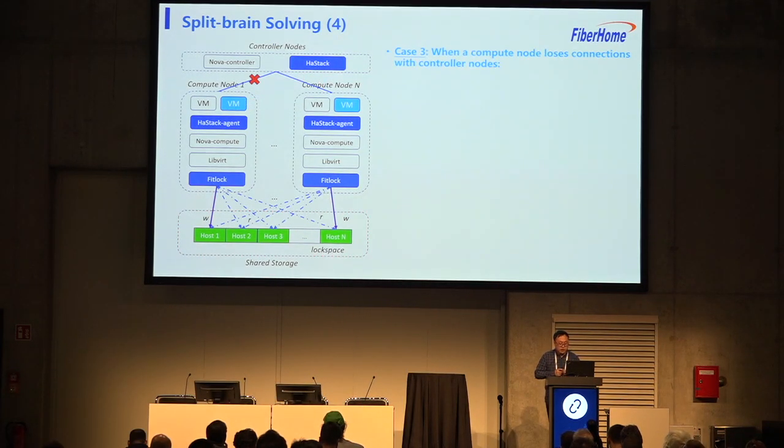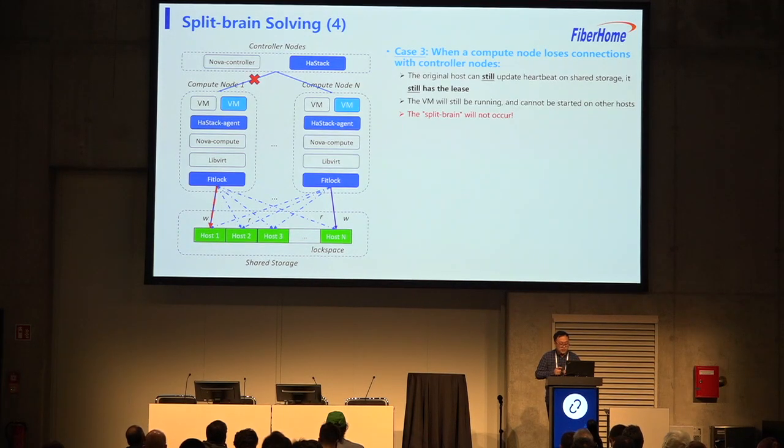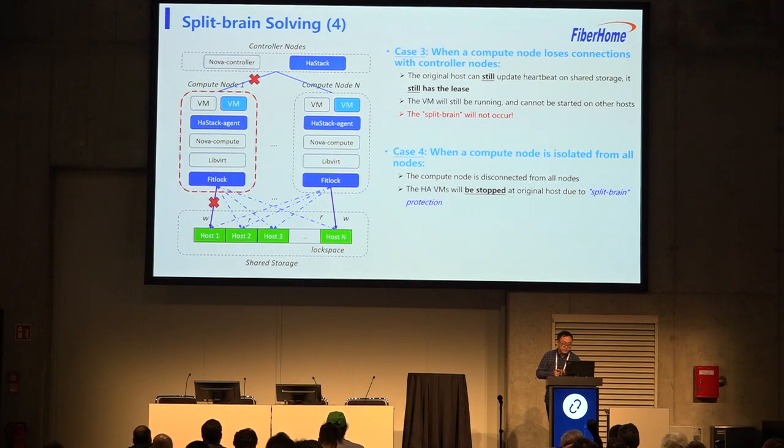And case three, when a computer node loses connections with controller nodes. So you can see in this solution, in this case, the original host can still update the heartbeat on shared storage. It still holds the lease, so the VM will still be running and cannot be started on another host. So that means the split brain will not occur.